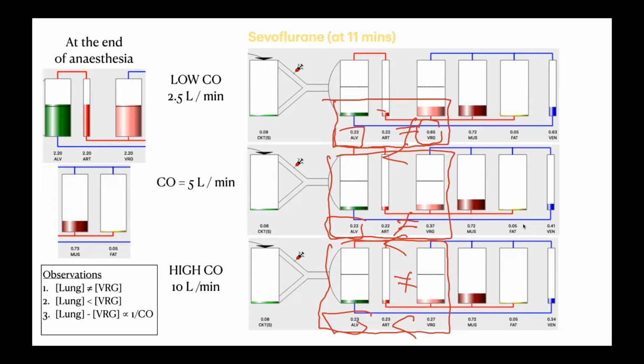And the equilibration that occurs, in other words, the difference between your alveolar and vessel rich group, is inversely proportional to cardiac output. What I mean by that is that as you increase your cardiac output, the difference between alveolar and vessel rich group starts decreasing, because equilibration, remember, happens a lot quicker with patients with high cardiac output. So in patients with low cardiac output, you can see the difference is 0.43. In patients with a high cardiac output, the difference between alveolar and vessel rich group is 0.04. And in someone with a normal cardiac output, the difference is 0.15.